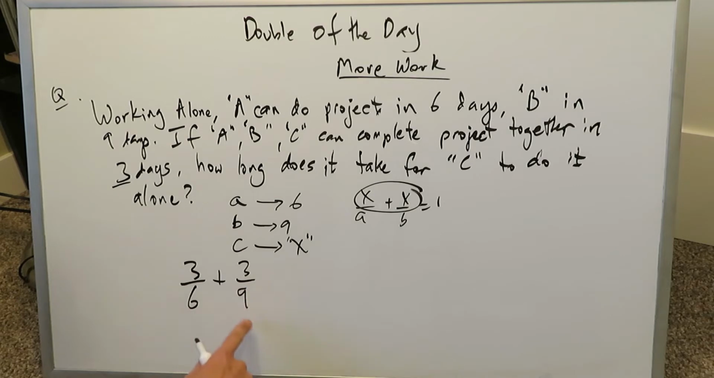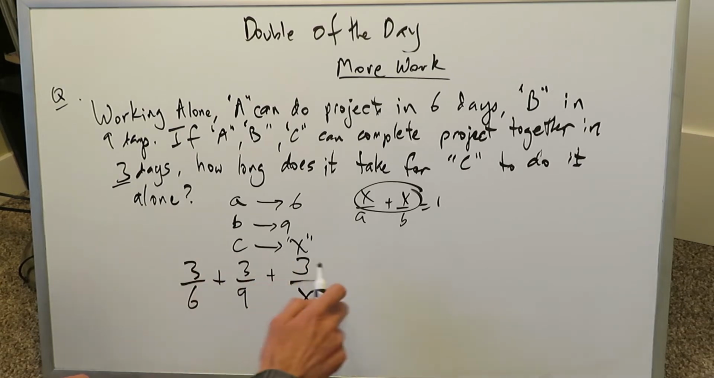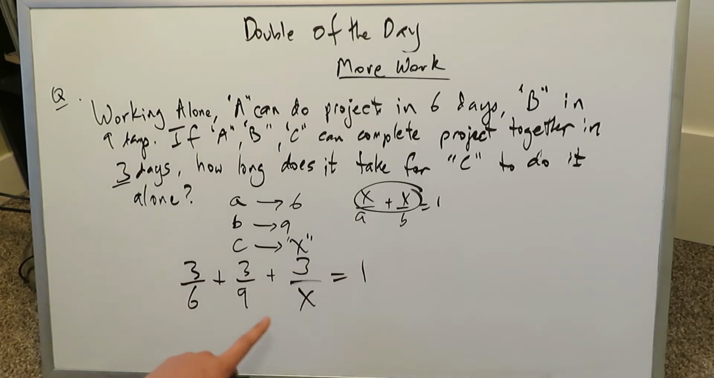3 over 6 plus 3 over 9, and we're trying to determine how long it takes for C to do it alone, and of course working as a group it's still 3, and it's equal to 1. This right here is our equation. We have to solve for that x. Remember, look at that other video and it will clue you in on how this is being done.